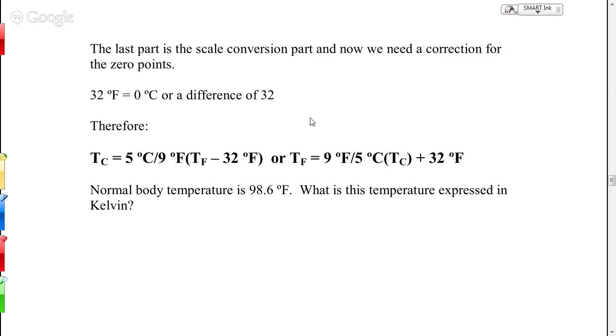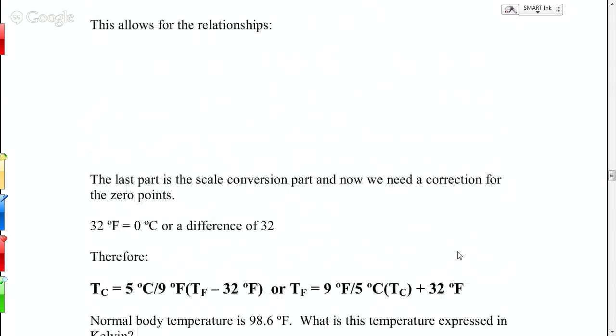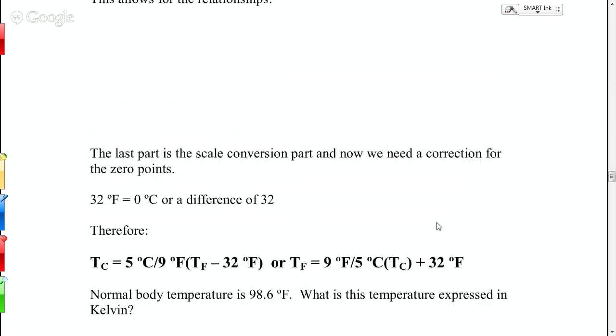And then you're going to do the opposite for Fahrenheit. You're going to do the conversion first, this degree size conversion first, and then you're going to add the offset. This is a little bit of a confusing way to write it. Luckily, the book has changed a little bit. So I'm going to rewrite it for you up here in a way that I think is a little bit easier to see.